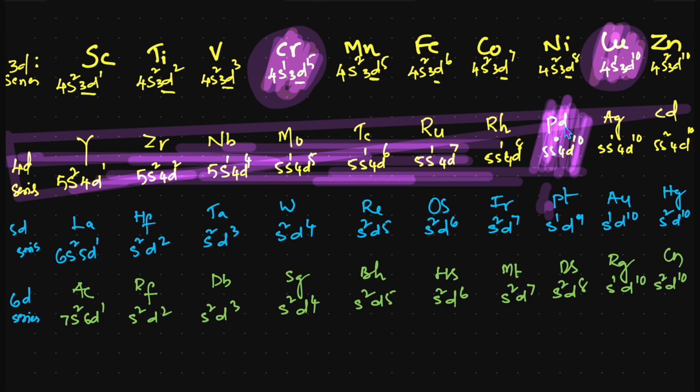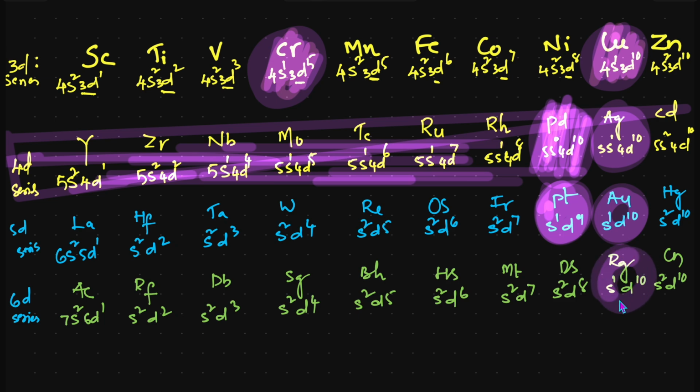Now what do you have to include? You have to include palladium, and you have to include platinum too. Even copper has to be included, silver has to be included, as well as gold. Even Rg is also included. You should be able to recognize it.